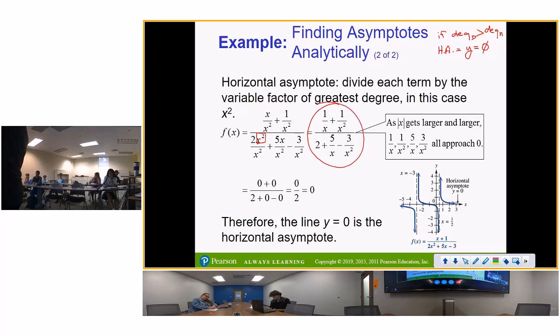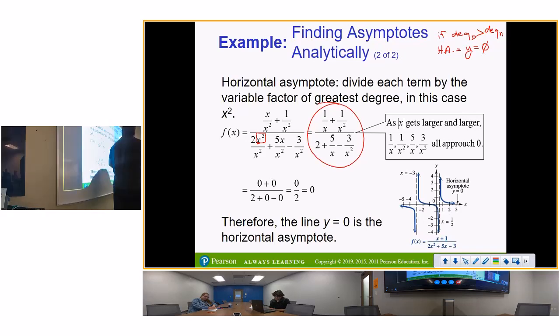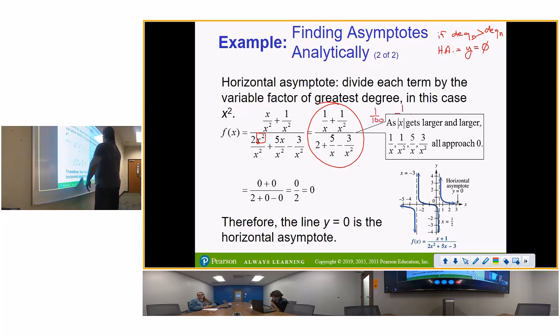Okay? And what they're saying is, as the x gets larger, let's say 100, 1 over 100, 1 over 1,000, or 10,000, whatever the case may be. 1 over 2 plus 5 over 100 minus 3 over, what's 100 squared? 10,000? All right, what's this going to? What's 1 over 10,000 and 3 over 10,000? What is that? In algebra, you need to get used to saying that. I mean, in calculus. What's 1 over 10,000?